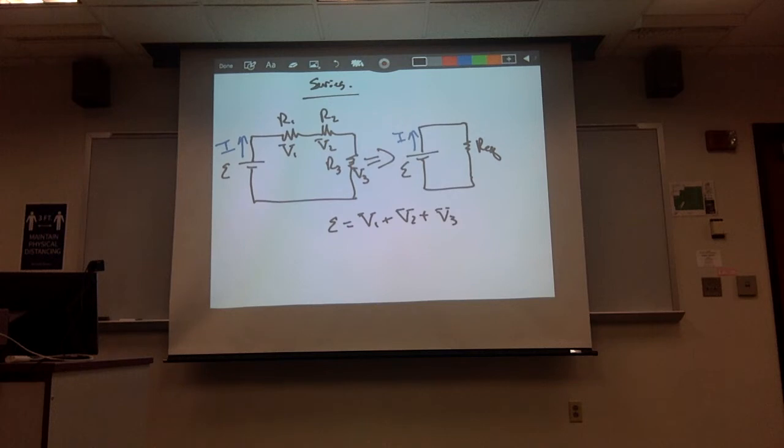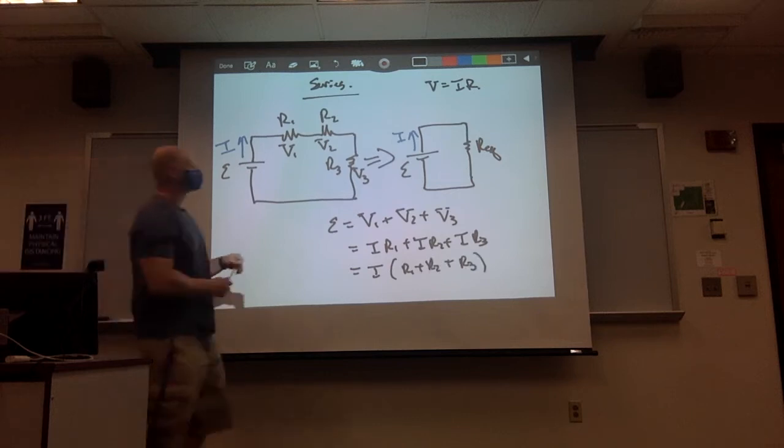Well, Ohm's law says that V is equal to the current times the resistance. So I can rewrite this as the current times resistor 1 plus the current times resistor 2 plus the current times resistor 3, or finally the current times R1 plus R2 plus R3.